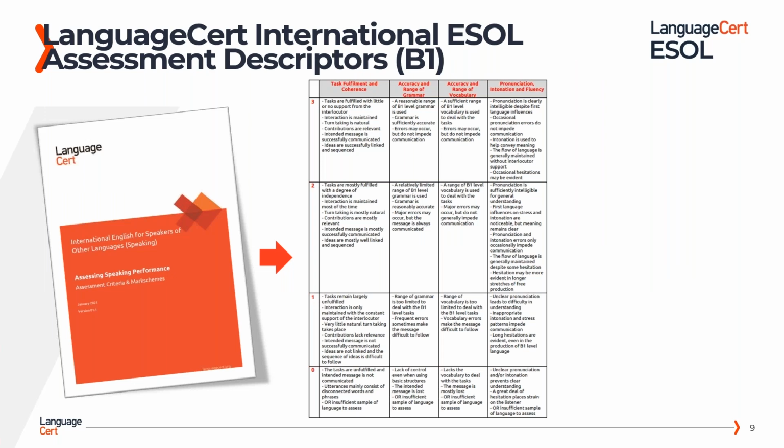Here you can see where to find the B1 level assessment mark scheme that the assessor will use to evaluate the candidate's oral performance. You will find it in the Assessing Speaking Performance Handbook, which is on our website. In this handbook, you will find not only the mark schemes used by the assessor for all levels, but also clarifications about the spoken exam, such as about the exam structure and format, the skills assessed, and more.